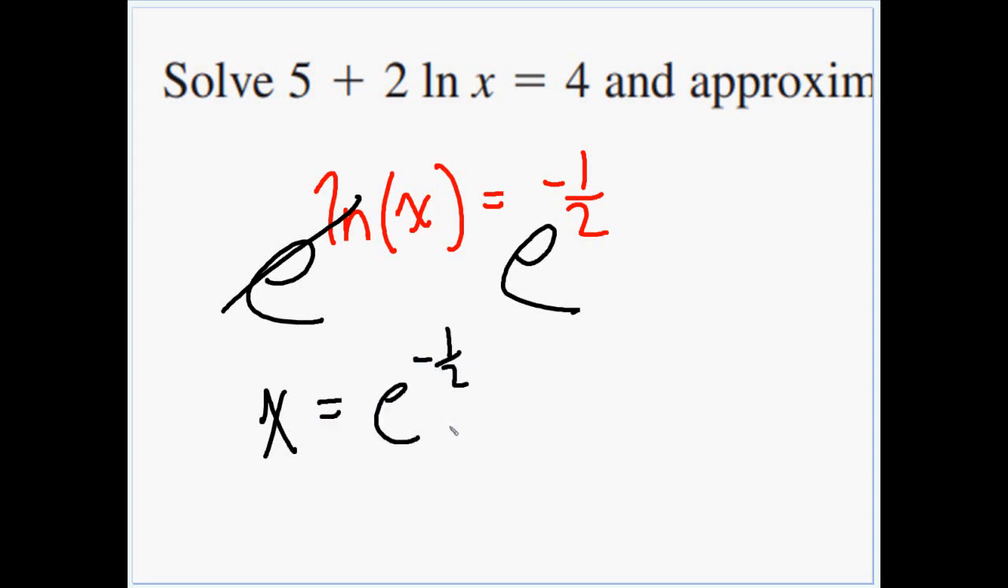power. And they did ask us in the directions to get this down to 3 decimals, so I would just go to the calculator. Negative 0.5, give it a base e. You should get approximately 0.607.